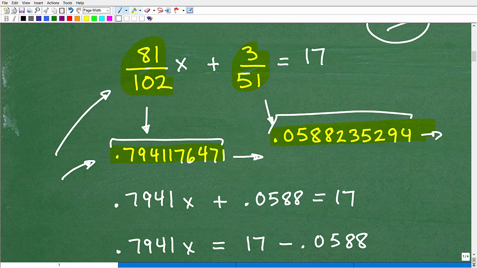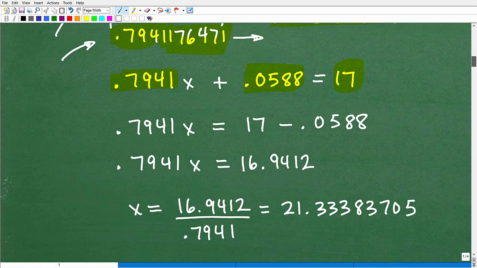So a lot of students will just say, well, I'll just take 0.7941. I'll take the first four digits. I'm not going to deal with the rest of this. And then I'll take the first four digits of this decimal over here, 0.0588, and then I'll just use my calculator to work this problem out.